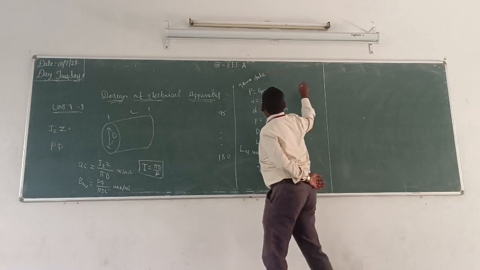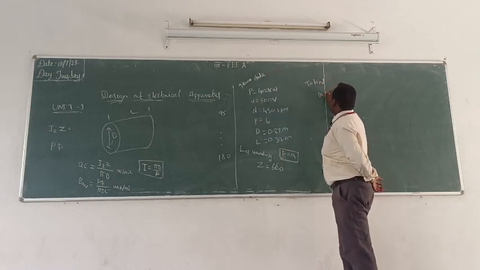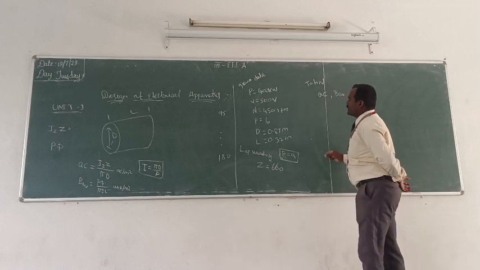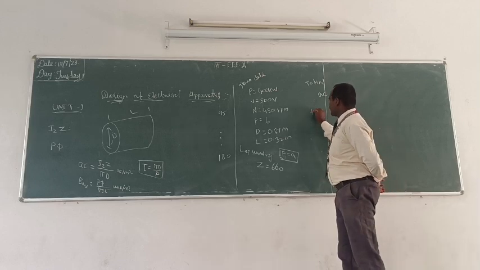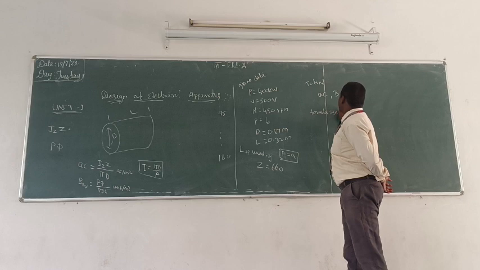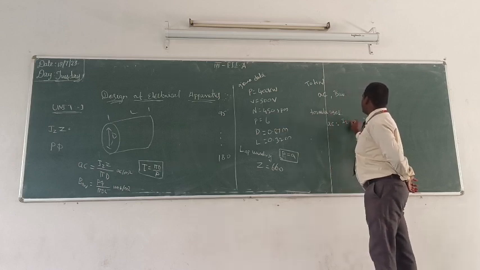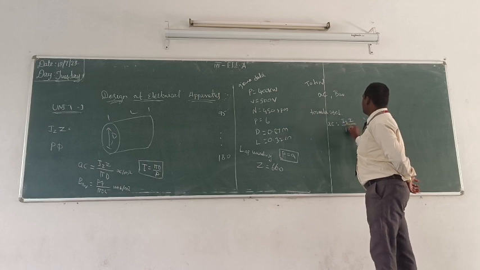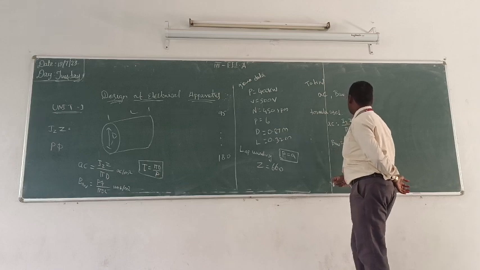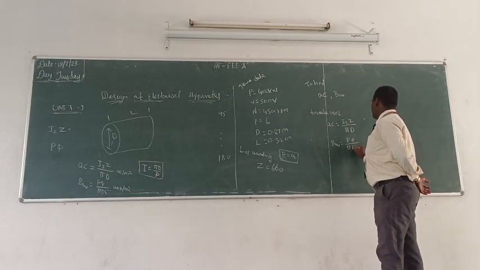The given data, then that to find: AC and BAV. So what are the formulas used? Again you can write like that. Formula used. The AC should be equal to IZ, Z divided by pi into D. Similarly, the BAV should be equal to P pi divided by DL.